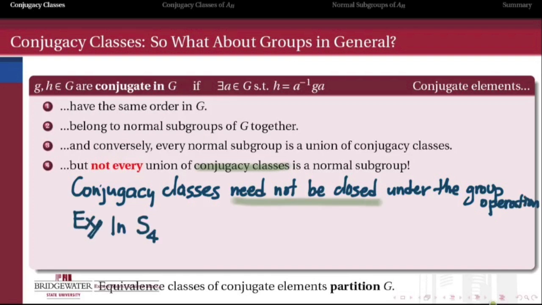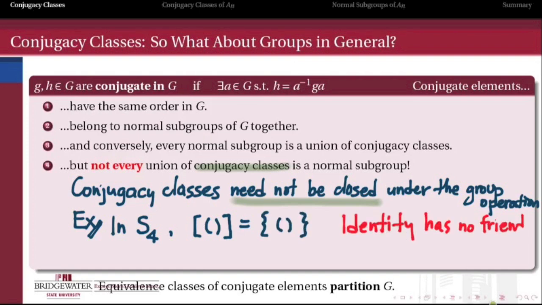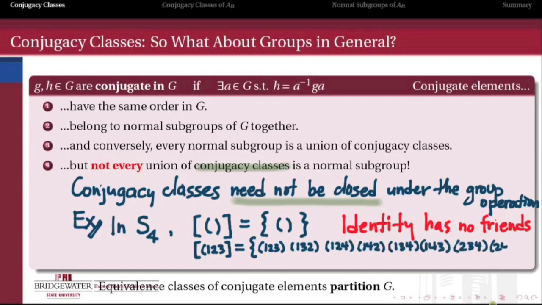Let's look at this quick example. In the symmetric group on four symbols, we have the identity element, which is in its own conjugacy class. That's always the case, by the way. The identity always has no friends in its conjugacy class. And then the conjugacy class of the three cycle (1 2 3) has these eight different elements in it. Recall that in the symmetric group, the cycle type completely determines the conjugacy class. So what happens if I take these two conjugacy classes and stick them together and take their union?